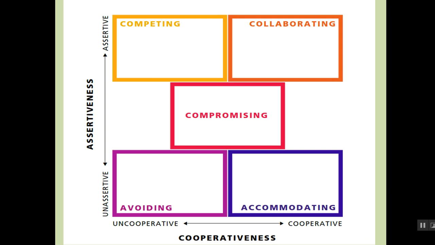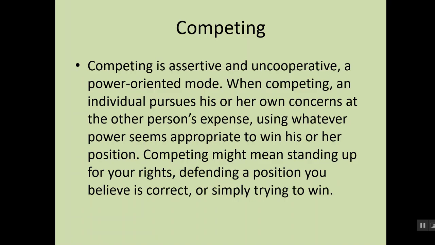In the y-axis we have the assertiveness, and in the x-axis we have the cooperativeness. Then we have assertive, unassertive, uncooperative, and cooperative. So we have competing, collaborating, compromising, avoiding, and accommodating. If the person is unassertive and uncooperative, then he will come under the avoiding section. Like that, competing, collaborating, avoiding, and accommodating are based on this XY combination. And in the middle we have something called compromising. We'll be talking about this in the coming slides.